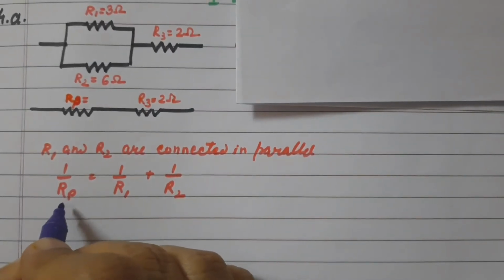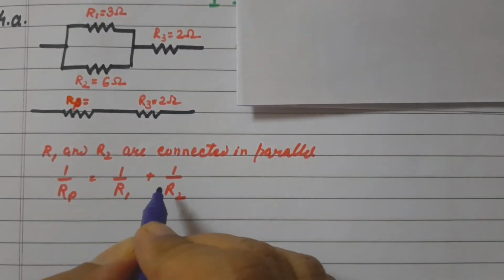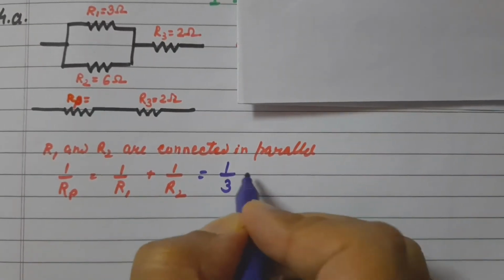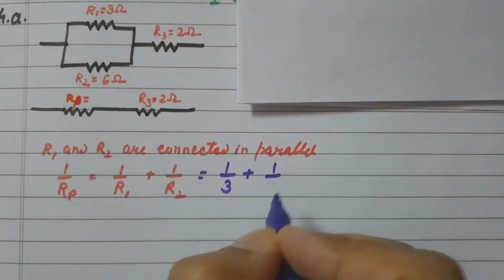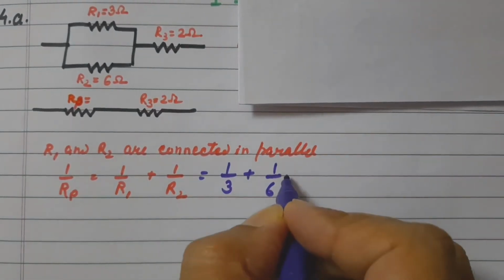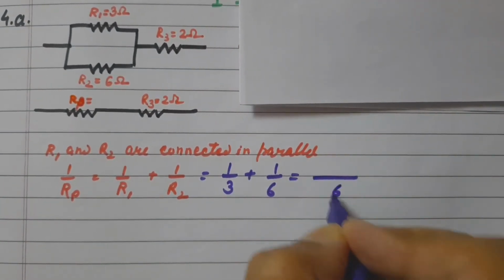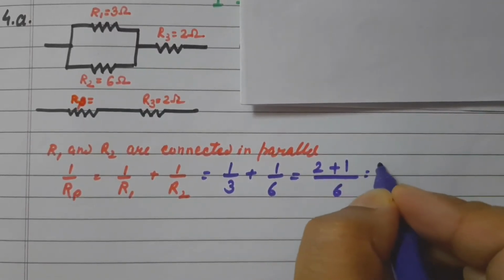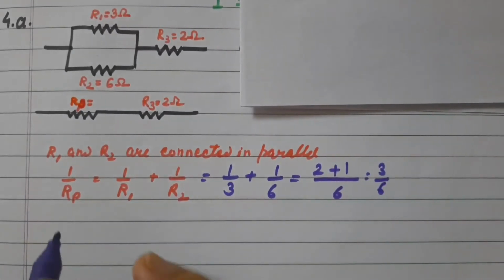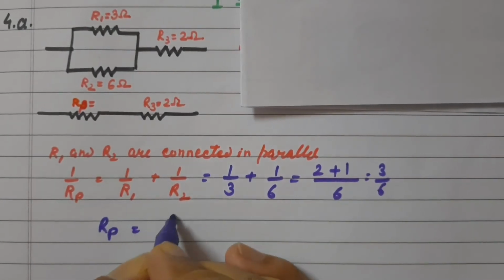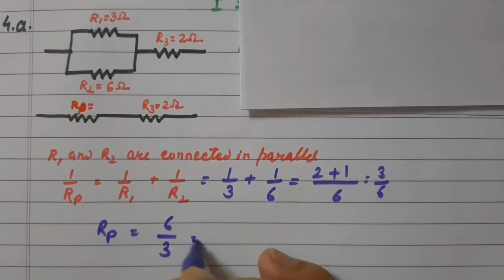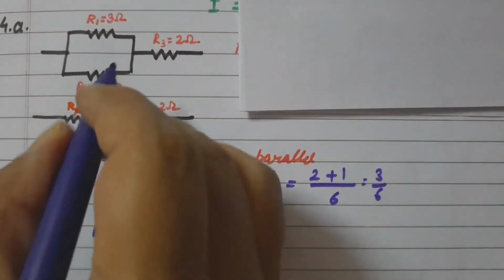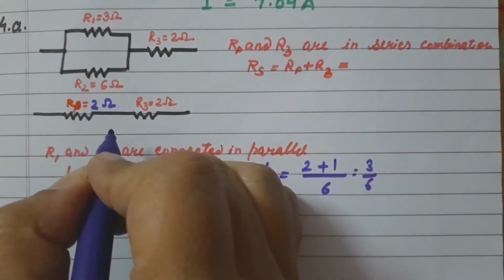So Rp can be calculated as 1 upon Rp equal to 1 upon R1 plus 1 upon R2. Let us fill the value. R1 3, R2 6. Now LCM is 6. 3 twos are 6, 6 ones are 6. It is 3 upon 6. So Rp will be 6 upon 3 in turn, which is 2 ohm. Means Rp is 2 ohm.